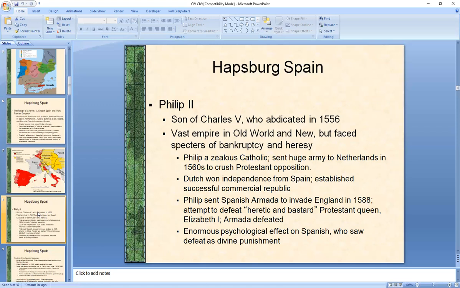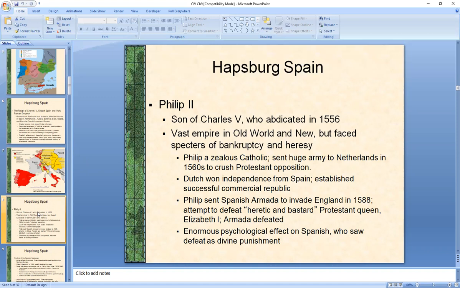Not to be totally defeated, Philip decides to send the Spanish Armada to invade England in 1588 to beat the heretic and bastard Protestant queen known as Elizabeth I. However, England beat them. So that was a double whammy for the Spanish. They're defeated by the Dutch, they're defeated by the English. To make matters worse, Philip looked at Queen Elizabeth I as a heretic and a bastard.